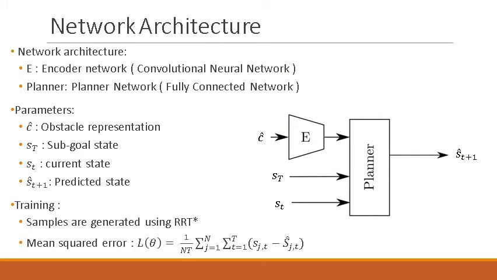Dynamic MPNet consists of two main networks, the encoder network and the planning network. The encoder network maps the obstacle information into a latent space representation, which along with the target position and the current position of the robot are passed to the planner network to predict the next state. The encoder network comprises of convolution networks, whereas the planner network is a fully connected neural network. To train the model, we collect samples using RRT star, and both the networks are trained in an end-to-end fashion by backpropagating through a mean square error.